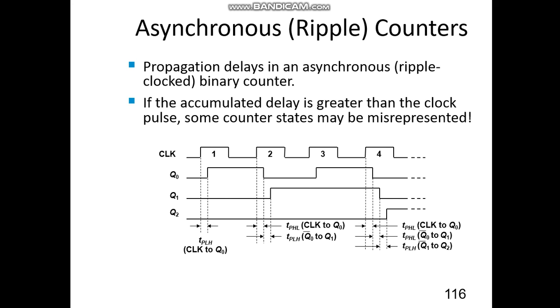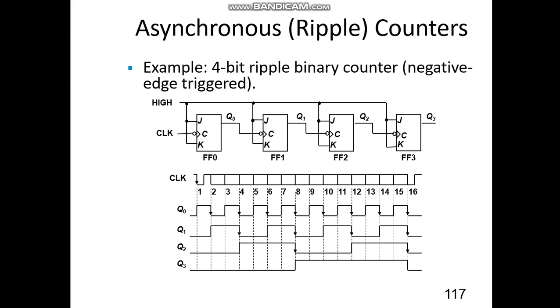Propagation delay in an asynchronous binary counter: if the accumulated delay is greater than the clock pulse, some counter states may be misrepresented. These are the propagation delays between one clock pulse and another. This is the example of a 4-bit ripple counter that is negative edge triggered. Negative edge triggered means you have to apply the clock pulse as 0, which we define with a bubble on the clock input. Then only it will work as a negative edge trigger.